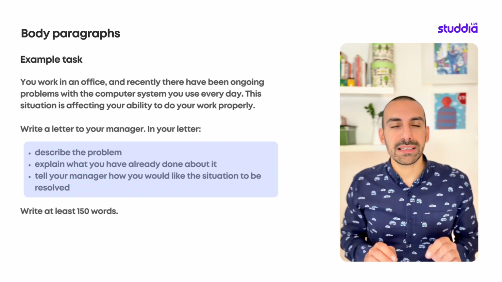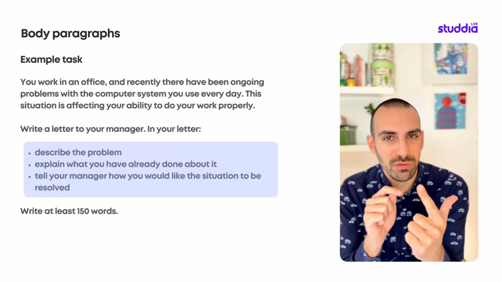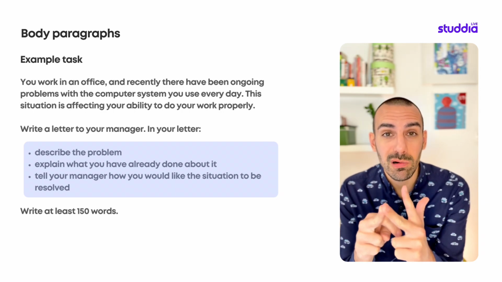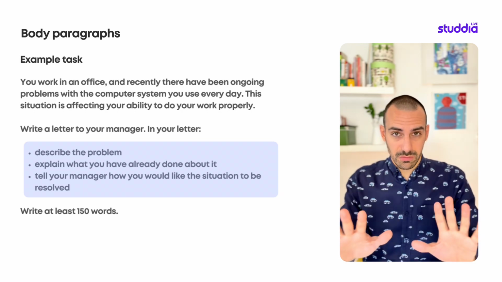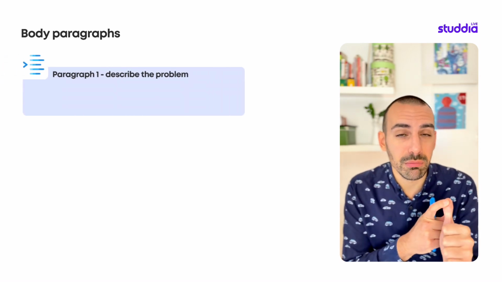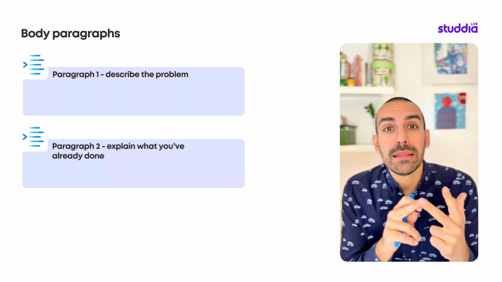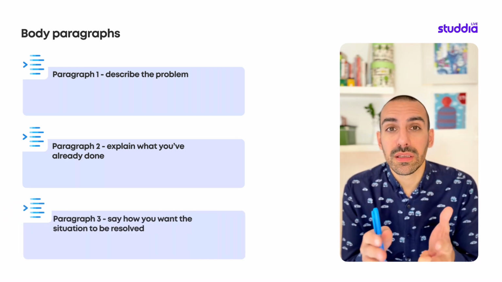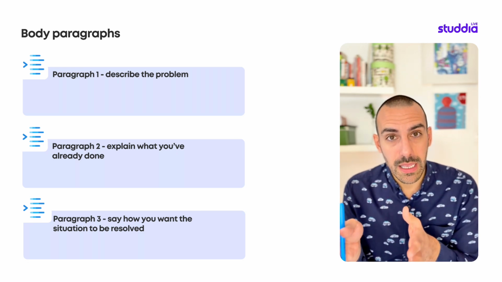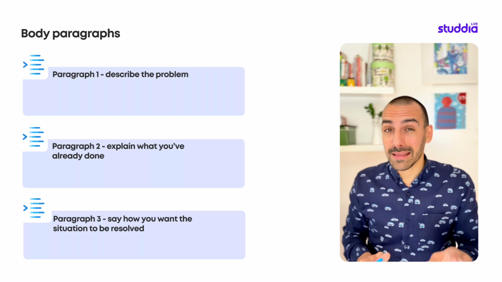So, for example, if the task says, number one, describe the problem, two, explain what you have already done, and three, tell the manager how you want the situation to be resolved, that's your structure. Your structure is very clear. You're going to have three body paragraphs. In the first body paragraph, you will describe the problem. In the second one, you explain what you have already done. And in the third, you say how you want the issue to be resolved. Following the bullet points in order keeps your letter well organized and ensures that you address everything that the task asks for.